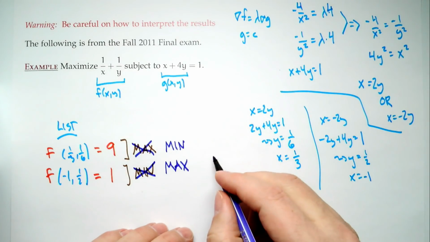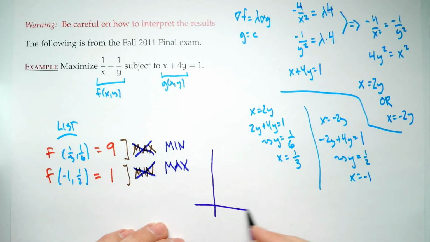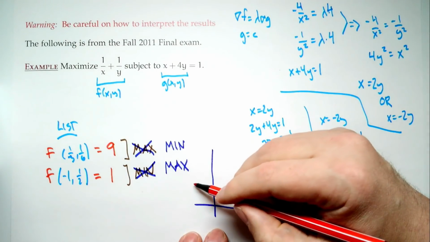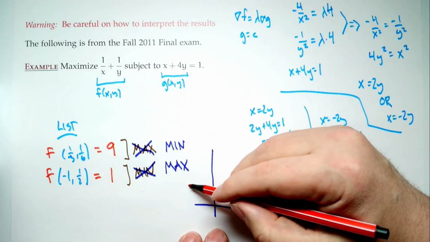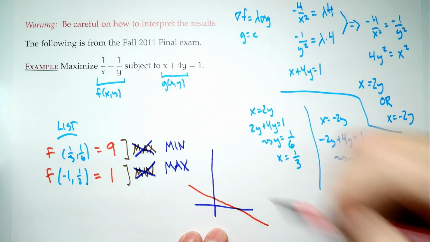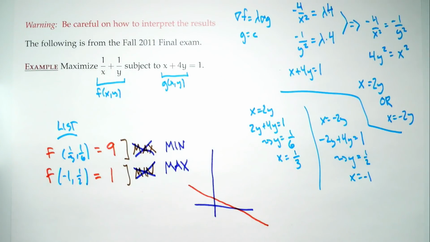Let's think about what's happening. We're moving along the curve x plus 4y equals 1. Now if you were to plot this curve, it would look something along the lines of the following. That's x plus 4y equals 1. And what we found is a pair of points. We have a point somewhere over here, and a point somewhere over here. And here's the thing you have to think about: what's happening to the function?